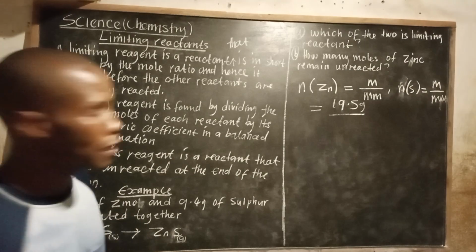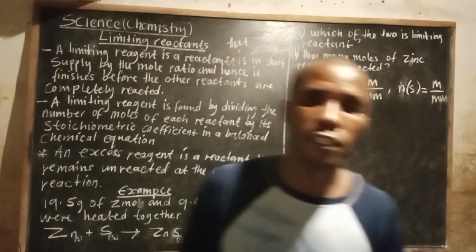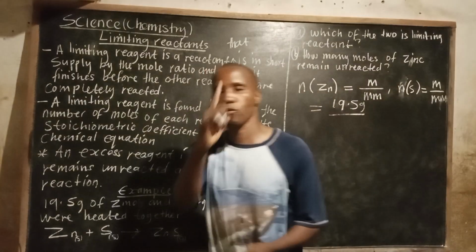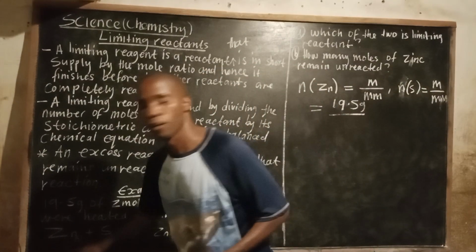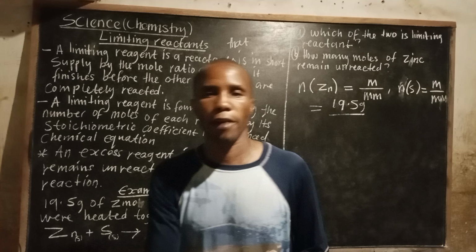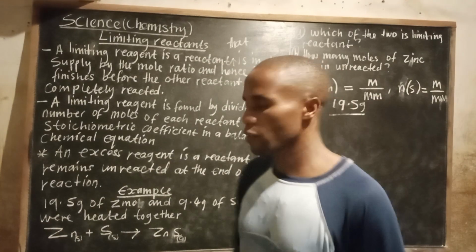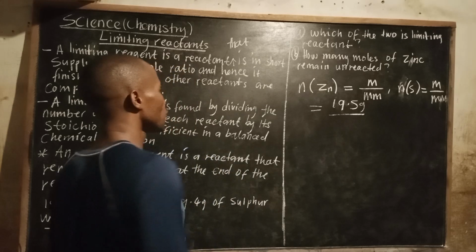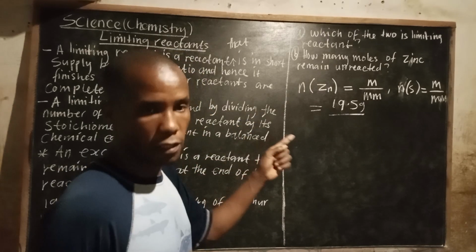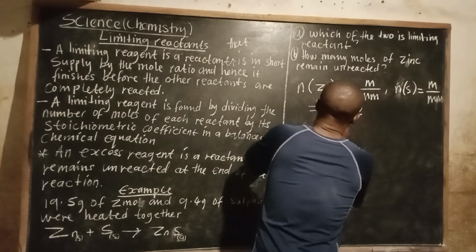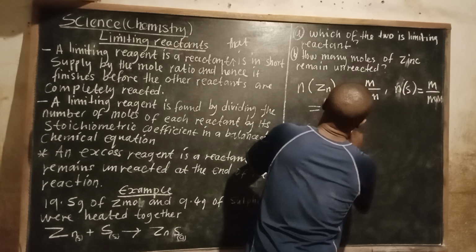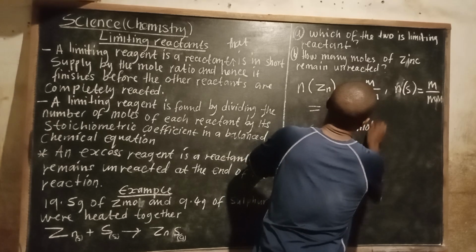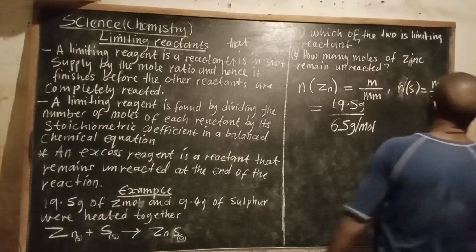So the mass number of zinc is 65. And now we have only one atom of zinc here. So we are going to multiply 65 times 1. And the answer that you get is 65 grams per mole. That is the molar mass. So this one is 65 grams per mole. Okay. Then we come to sulfur also.